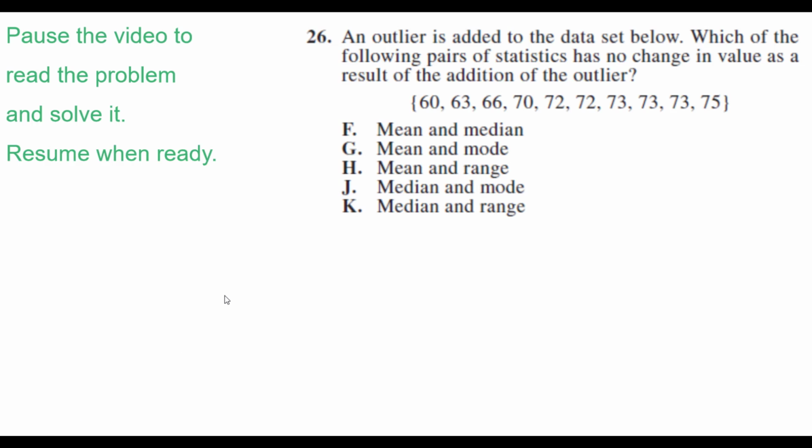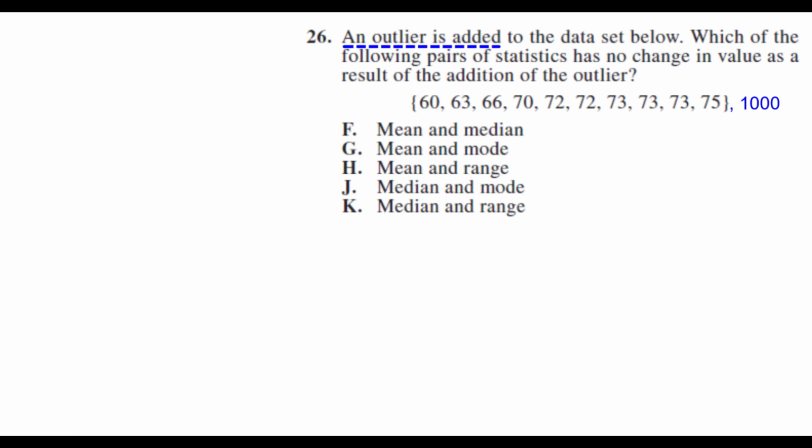Mean, median, mode, and range come up, but a little bit differently than used to. So here's number 26, pause is needed. So it says an outlier is added, so I'm picking a huge outlier to really make obvious that it's an outlier. And then what we want to do is decide which of the following pairs have no change in value as a result of this outlier. Okay, so right away, the 1,000 is definitely going to affect the mean. So I can throw out F, G, and H. Okay, and the 1,000 is also going to affect the range. So that leaves median and mode just from that.